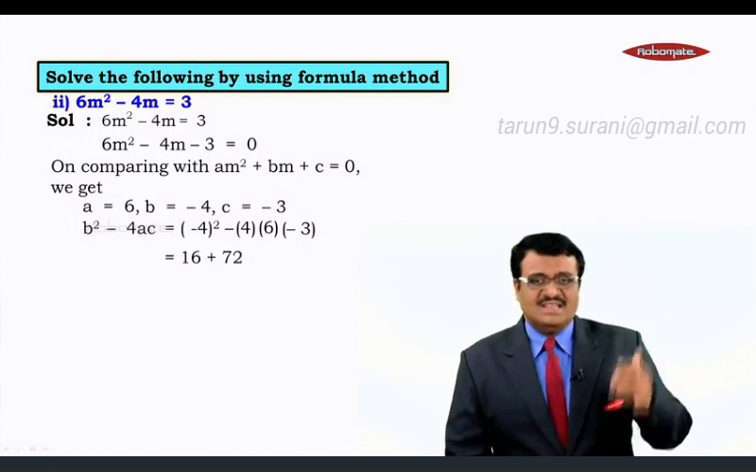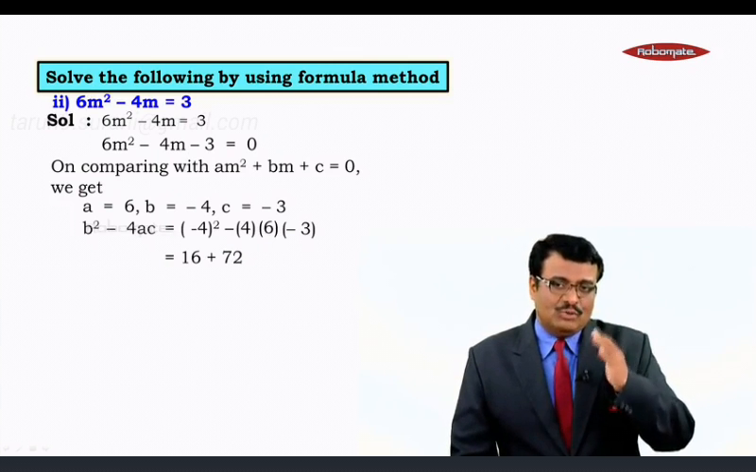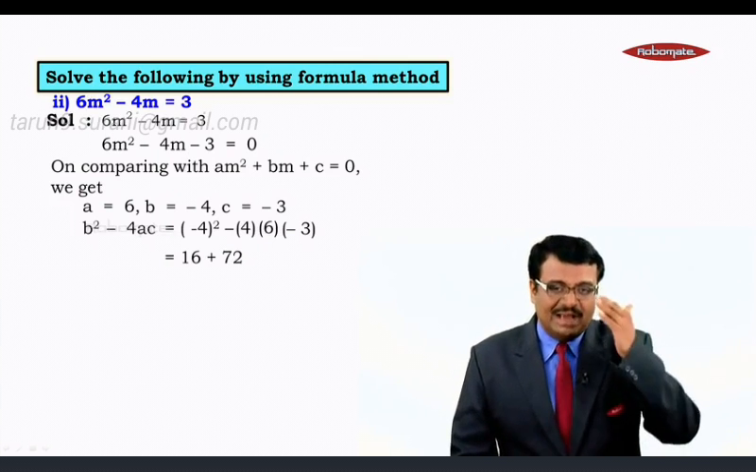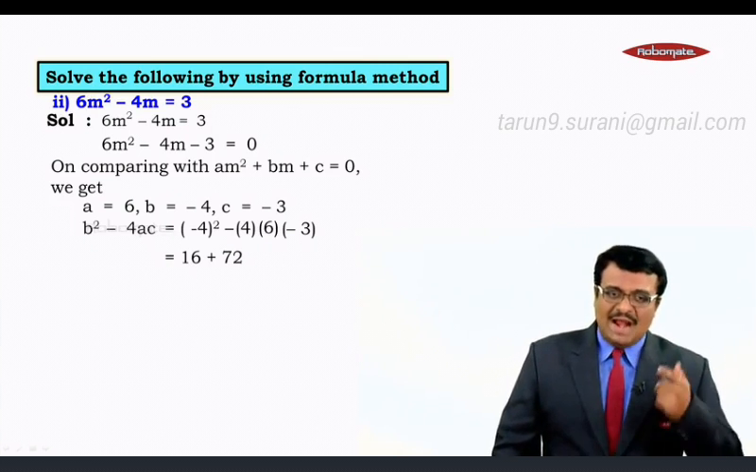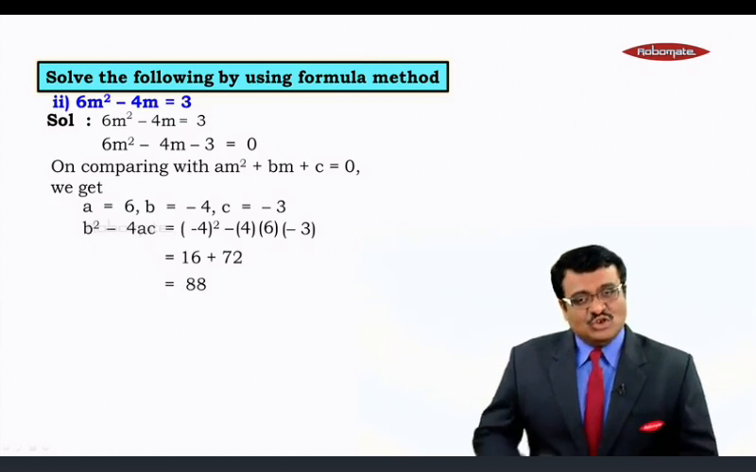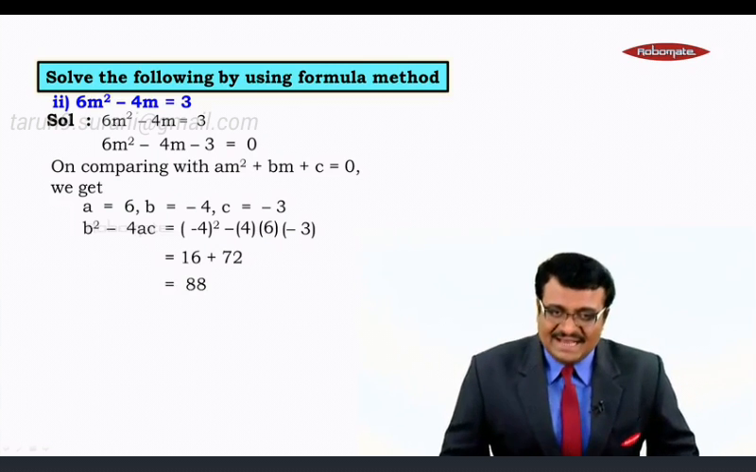So if you square minus 4, you will get 16. And then if you multiply all these numbers, 4 sixes are 24, 24 threes are 72, and minus into minus becomes plus. So it becomes plus 72. So what you have is 16 plus 72. If you add these two numbers, you will get 88. So your b square minus 4ac's value, you got it as 88.